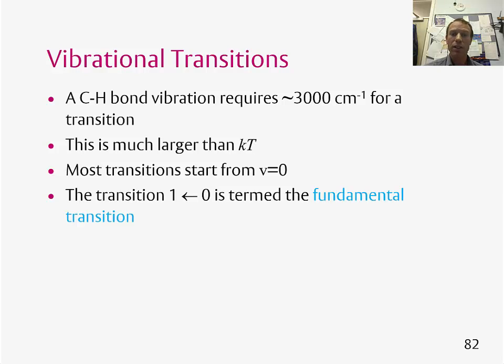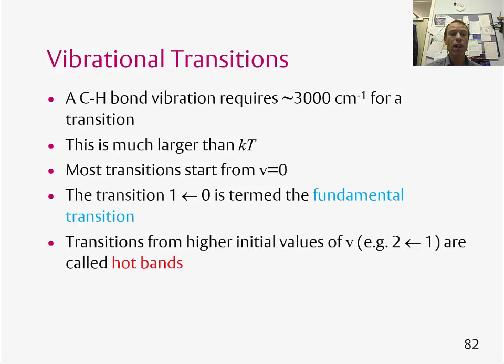So therefore, in a spectrum, the transition from V equals 0 to V equals 1 is going to be the main transition, and this is termed the fundamental transition. It is possible to have transitions from higher initial values of V, so for example, if you went from V equals 1 to V equals 2, but these are called hot bands. They're called hot bands because in order to have enough population in the state V equals 1, often you need to heat the molecule up. We'll do some calculations on this in the workshops.